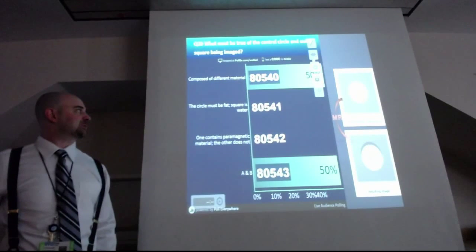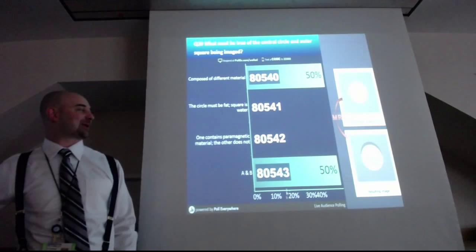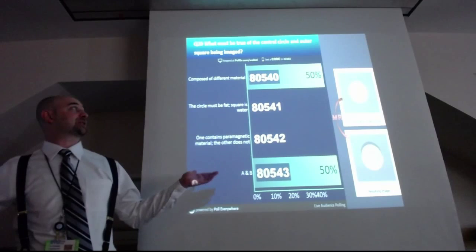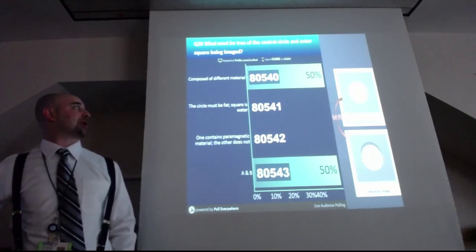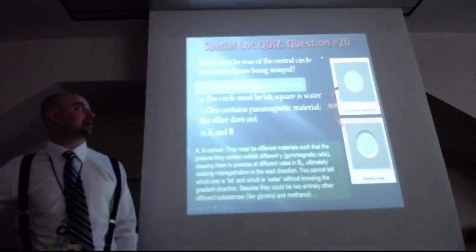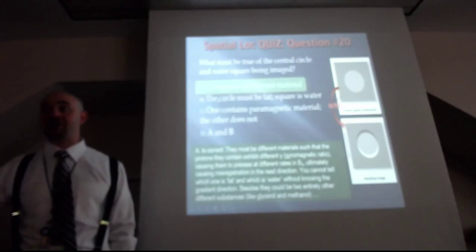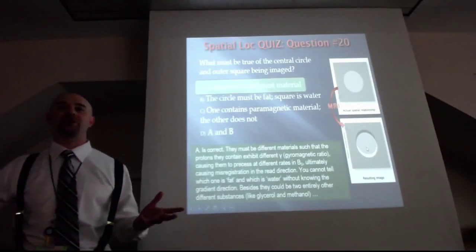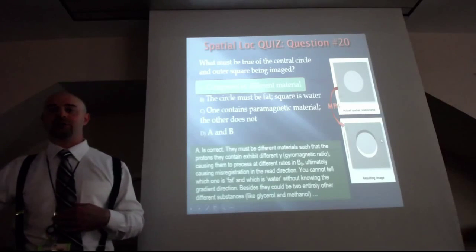Ooh, 50-50. Composed of different material or both A and B. So that's good. That implies that everyone knew that this one was true. It's just 50% of you thought this one was also true. Well, it's actually A. It doesn't have to be fat and water. It could actually be any two things with discrepant gyromagnetic ratios.